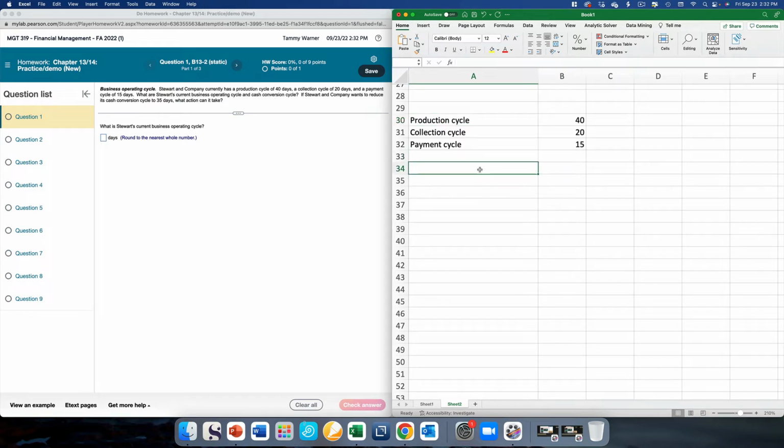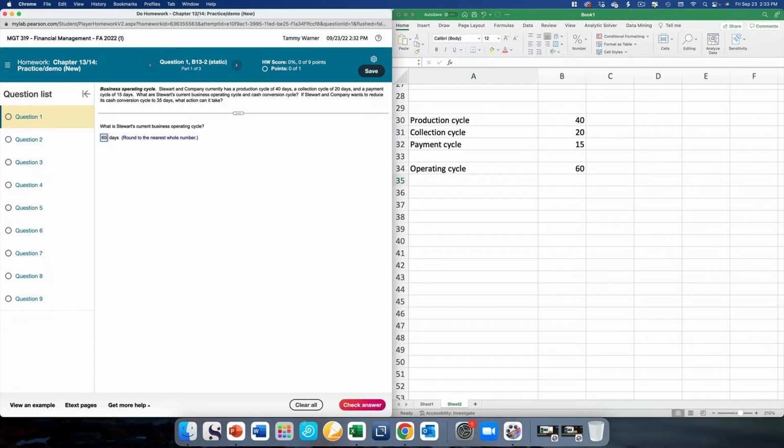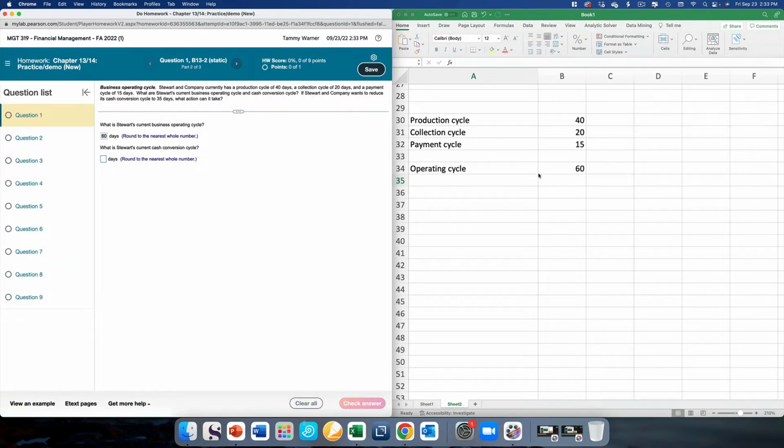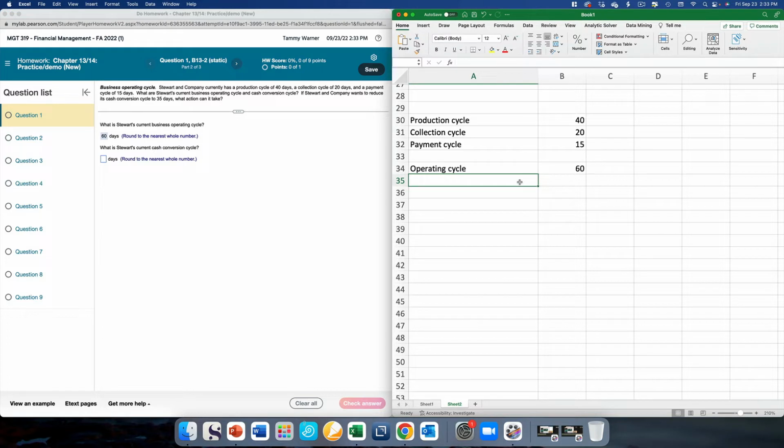Okay, there it is. So remember, the operating cycle is the production cycle and collection cycle. That's the time it takes between buying your raw materials and getting cash from a sale. So the operating cycle is 60 days, I can see. Okay, the cash conversion cycle then, you take the operating cycle and subtract out the payment cycle. That's going to be 45. Easy peasy, right?